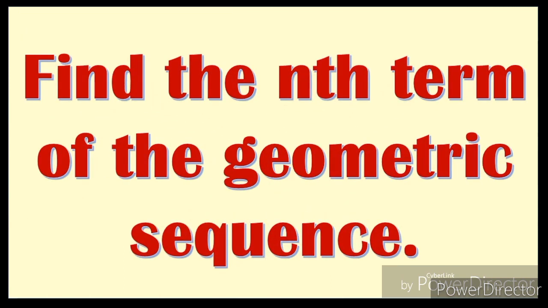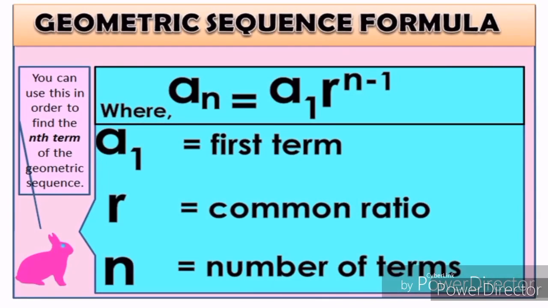Okay, now we can find the nth term of the geometric sequence. To find the nth term of a geometric sequence, we need the formula. We have a sub n equals a sub 1 times r raised to n minus 1, where a sub 1 is the first term, r is the common ratio, and n is the number of terms.